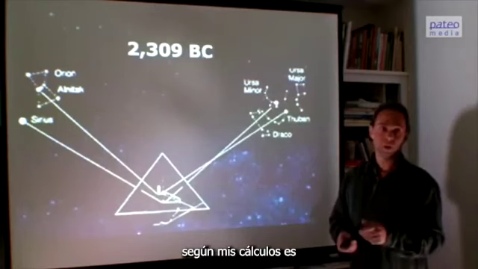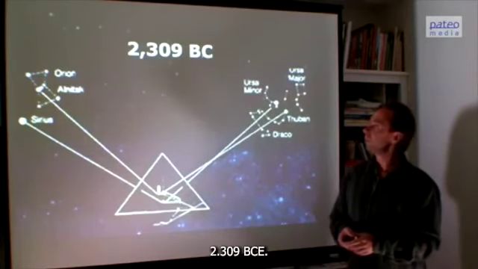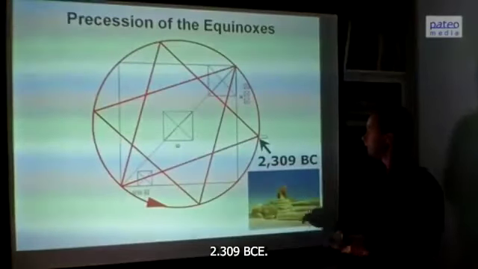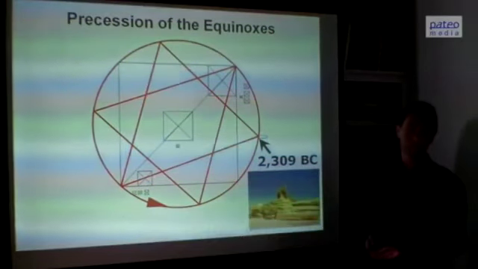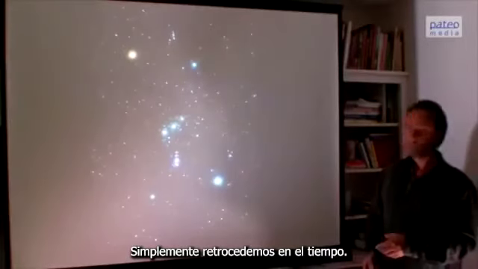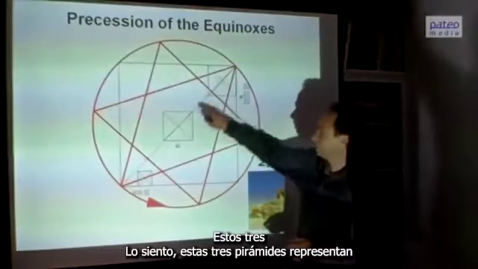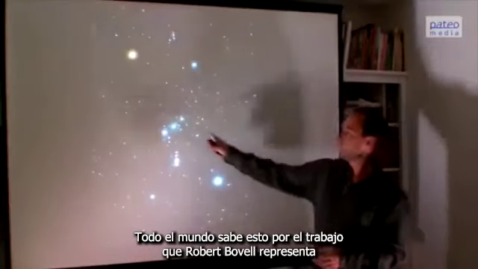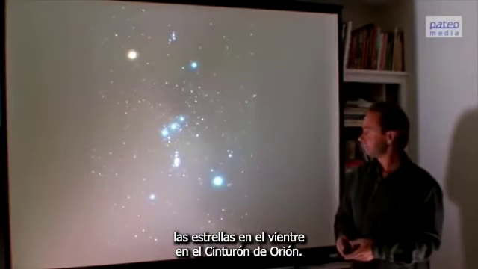And that moment, according to my calculation, is 2309 BC. So we know that this moment is nearly 2300 BC. We just go back in time. We'll do that later. These three pyramids represent, everybody knows that because of the work of Robert Bauval, the stars in the belt of Orion.